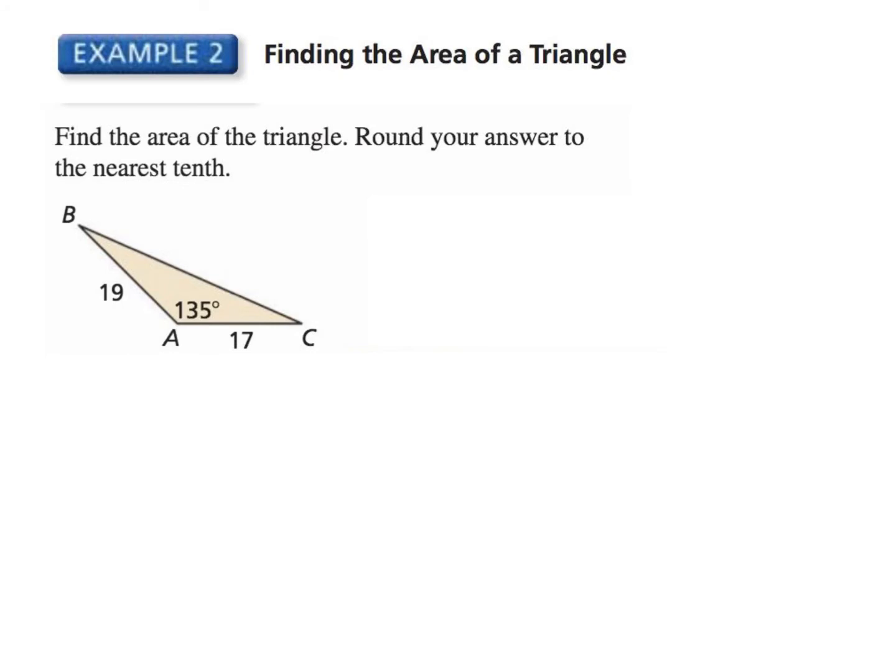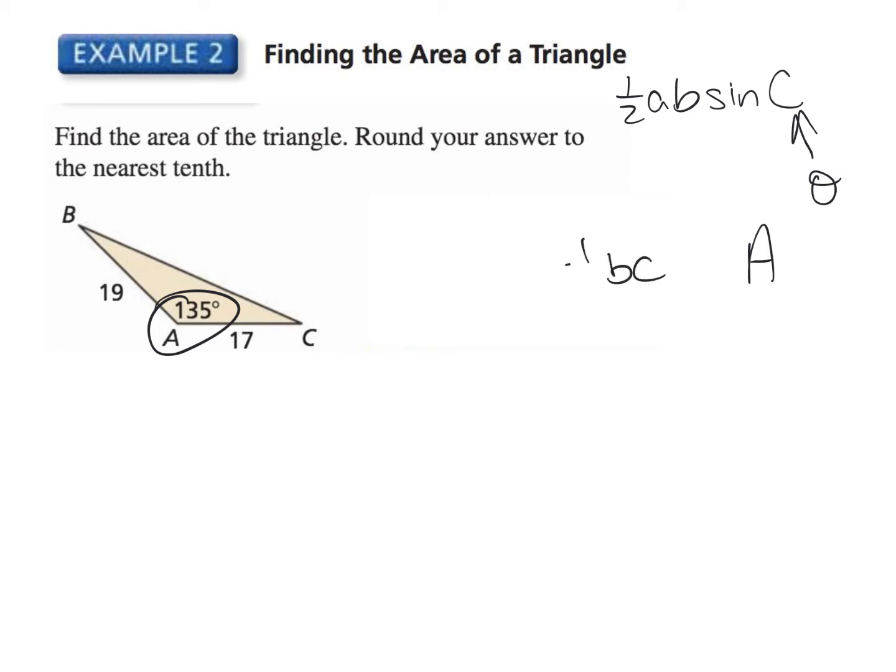So we are going to now look at an example of the area of a triangle. The formula is 1/2 AB sine C. Now, once again, the A, B, and C can be moved around. If you look, this is always going to be the angle measure. And in this case, we see it's going to be actually a capital A. So we're going to be looking at side B times side C, 1/2 of it, times sine A.